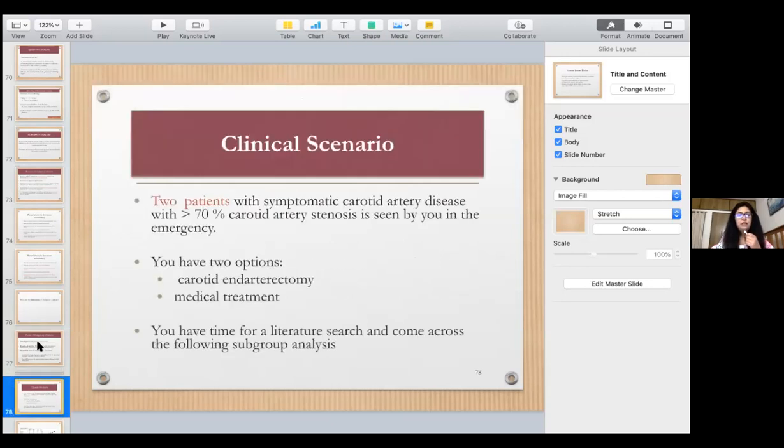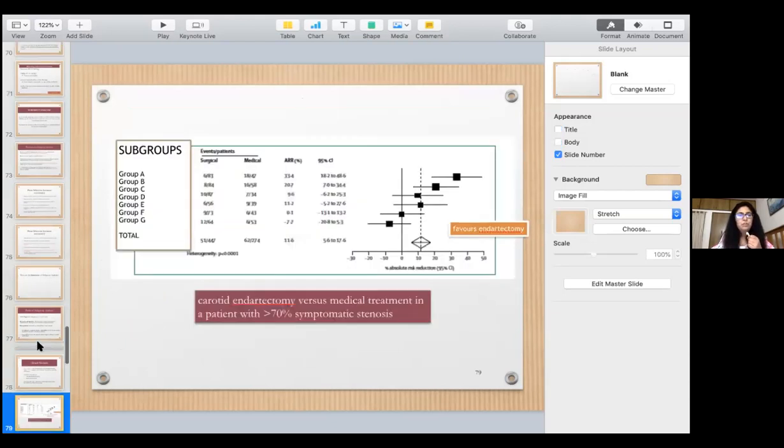So this is a clinical scenario. You are sitting in the emergency room and there's a patient with symptomatic carotid artery disease with more than 70% stenosis, and you've read now that there is a subgroup analysis, and on the basis of that you want to decide whether you want to treat the patient medically or you want to take up for surgery. So this was a subgroup analysis, these were the subgroups. So suppose your patient is falling in subgroup A. Will you do surgery based on this subgroup analysis, or will you go for medical treatment? Surgery.